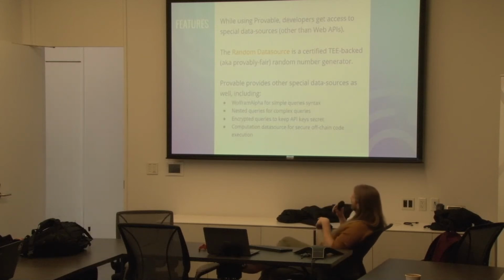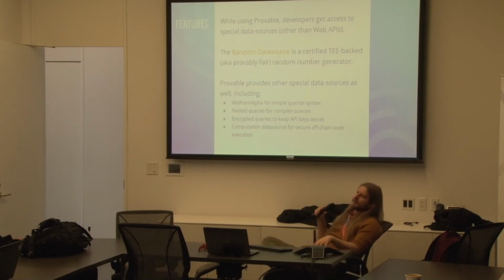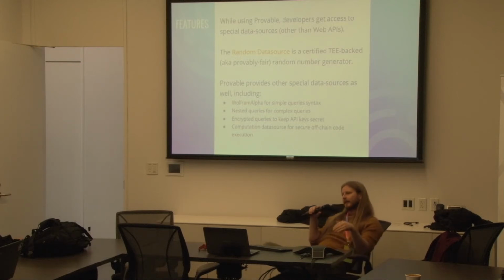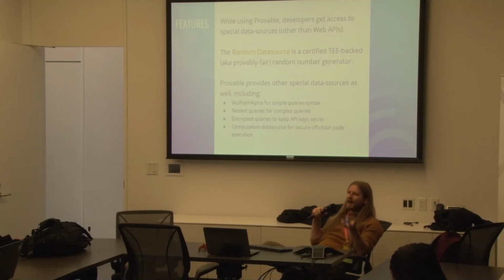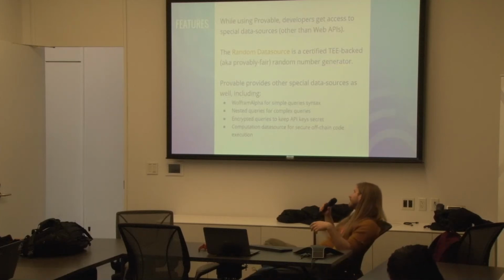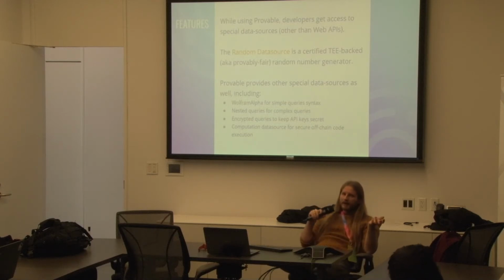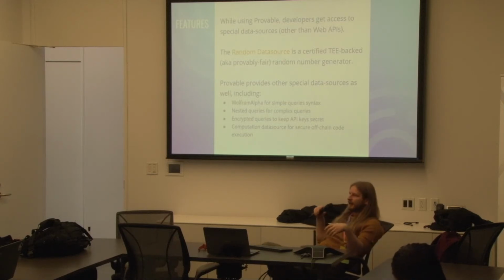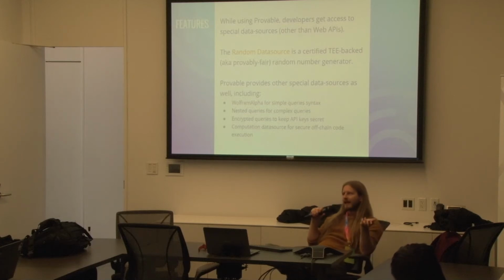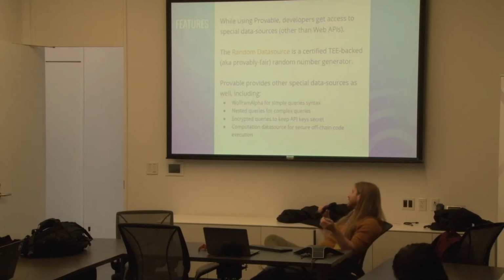The bottom half is more interesting, though, because it shows that we have more data sources. You can ask Wolfram Alpha for stuff via our oracle. You can do nested queries, which is super cool, where you can make a query that makes a query to do other stuff. So you can start combining data sources and getting really powerful stuff going on. You can use encryption in your queries. So if you're calling an API that has an API key and you don't want your API key falling into public hands, how do you have that on chain? Well, encrypt it. We can deal with that too, so super useful.